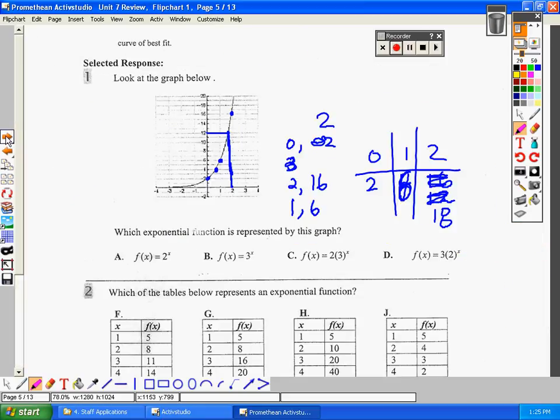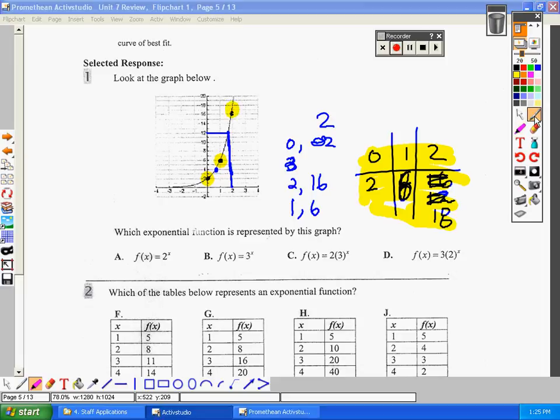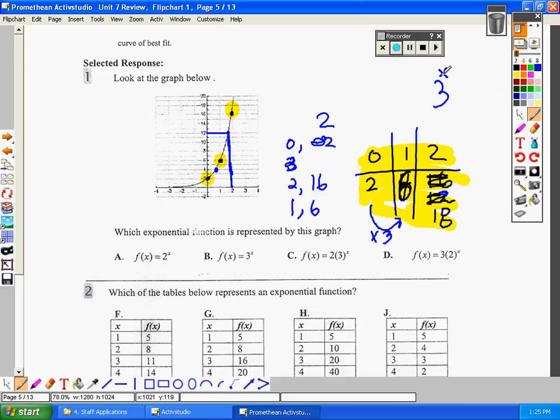All right. Next one asked you which exponential function is represented by this graph. So what I did was I found some of the points on the graph. I found that one of the points was (0, 2). Another point was (1, 6). And a third point was (2, 18). And when you look at that, you could see that the growth factor is times 3. So the number below the x is 3. And then I just got to find the y-intercept, which is right there, which is at 2. So y equals 2 times 3 to the x. So the answer is C.